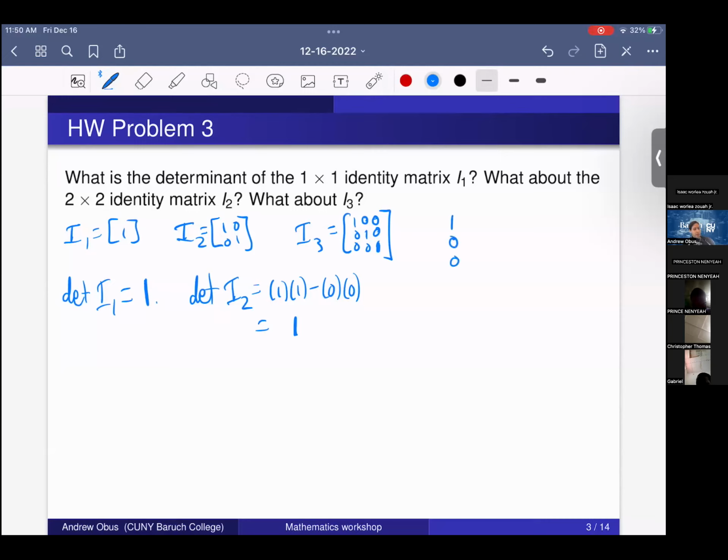And then for I3, let's just use this method again. 1 0 0, 0 1 0, 0 0 1. Now I've got to write the first 2 columns again. So I write 1 0 0 and 0 1 0. And then I have the forward diagonals like this. So I have 1 times 1 times 1 plus 0 times 0 times 0 plus 0 times 0 times 0. And then I have the backward diagonals, which I can write this way. And so that's going to be minus 0 times 1.